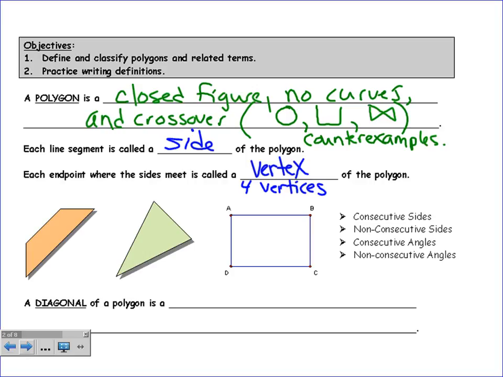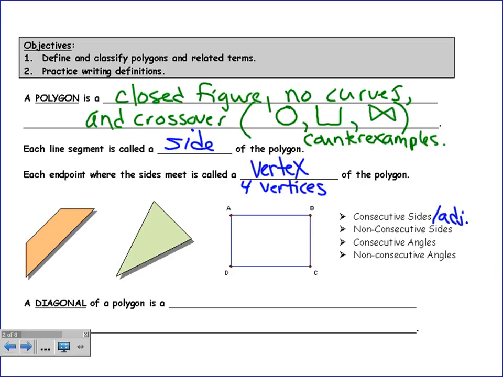Yesterday we talked about these things. We talked about consecutive sides. Those are sides that are right next to each other. For instance, AB and BC are consecutive sides. So basically, as we go around clockwise or counterclockwise, the ones that are adjacent. Non-consecutive sides, for this example, would be the ones across from each other.